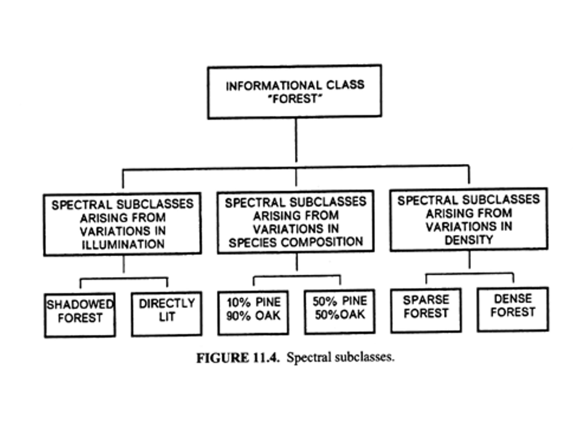forest. Then you might have spectral subclasses arising from variation in illumination, so shadowed or directly lit. You might have spectral subclasses that arise from variation in species composition, so one dominated by a broadleaf forest, or one where you have a pretty even mix of needleleaf and broadleaf forests. And then you might have subclasses that arise from variations in density. So you might have some areas that are sparse forest, some areas that are dense forest.